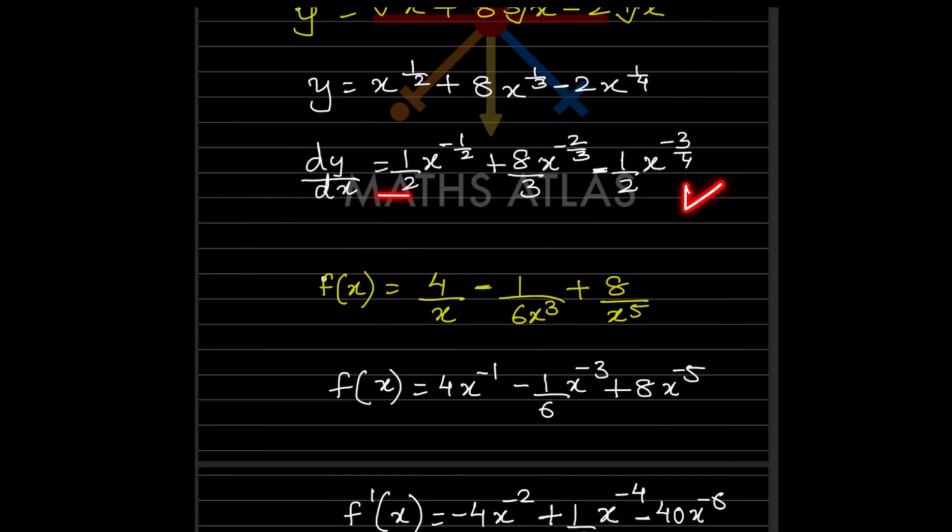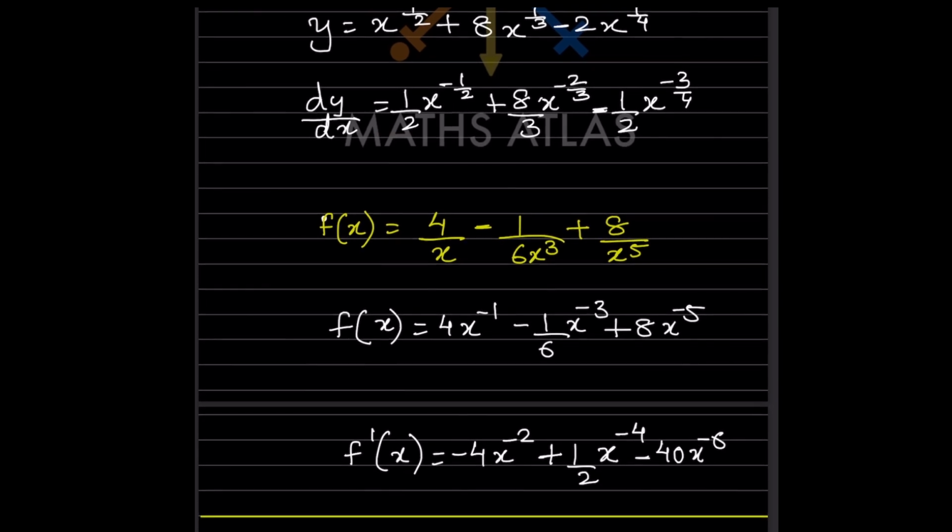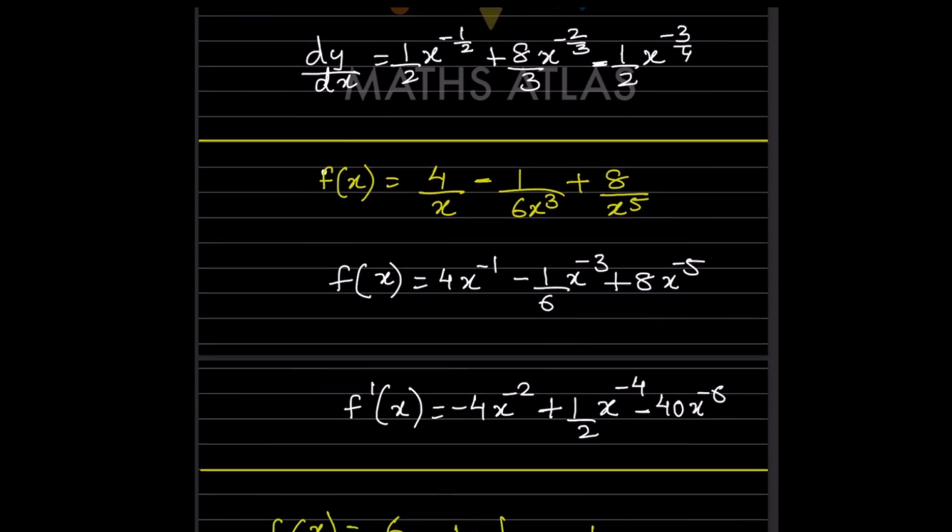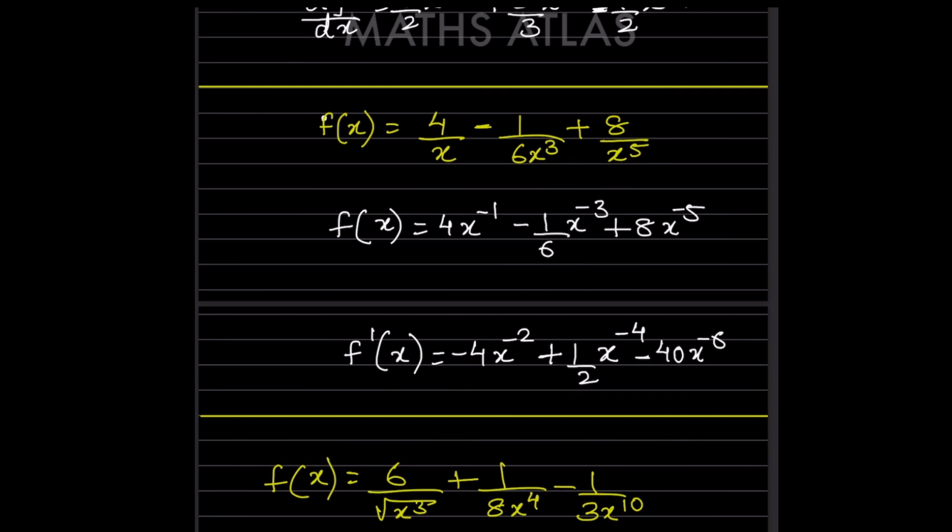So this is the answer for this one. The next one is, now it's given here. So you can just put a line over here. For the better understanding, so this is the next one. Now f(x) is 4 by x minus 1 by 6x cube plus 8 by x raised to 5. So if this goes up in the numerator, that will be x raised to minus 1. Now if this goes here, that will be x raised to minus 3. And if this goes in the numerator, x raised to minus 5. So this other will be the same.